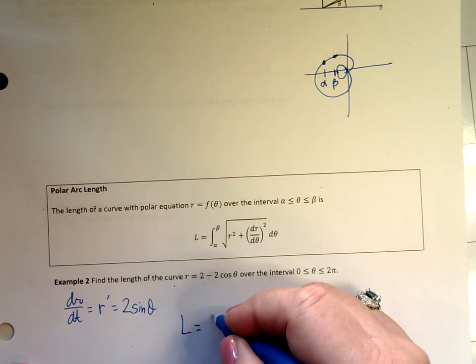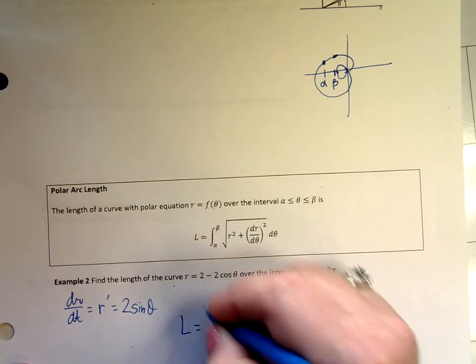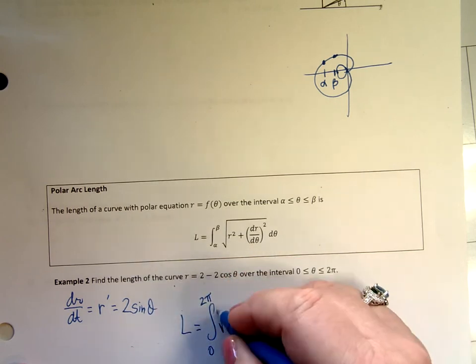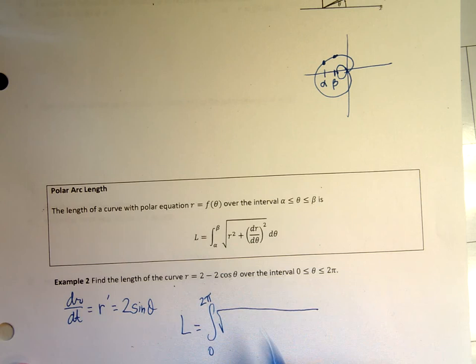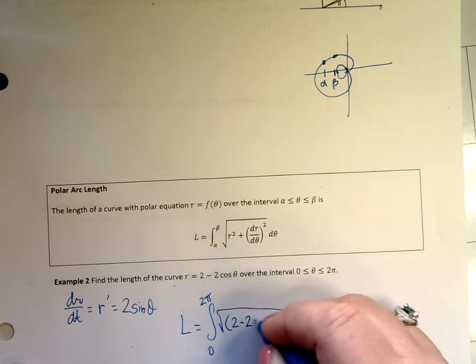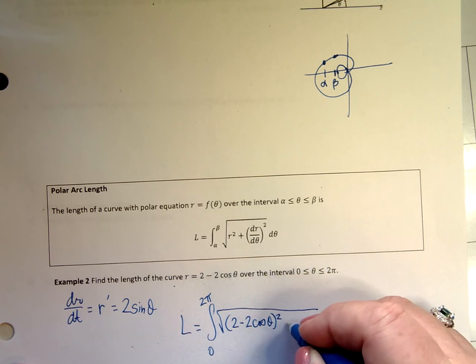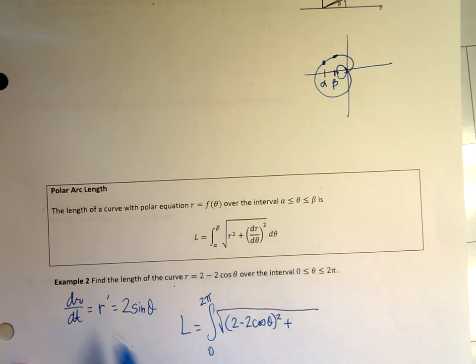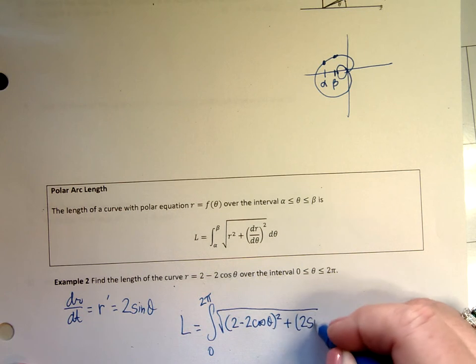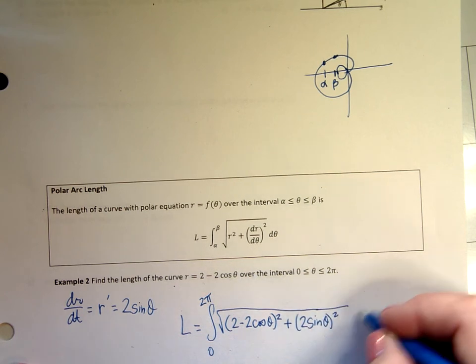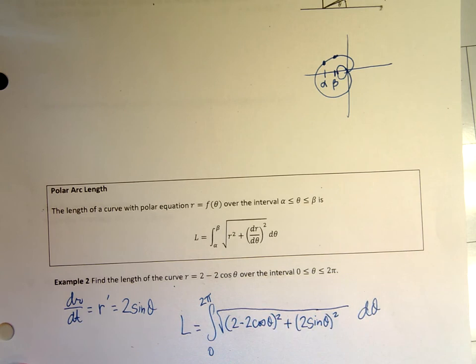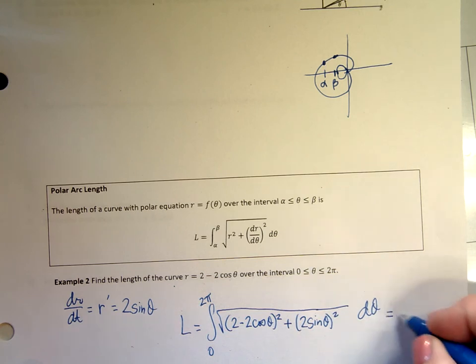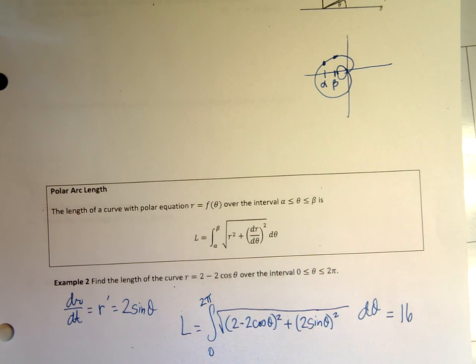Then you can put the length together. The length is the integral from 0 to 2 pi, alpha and beta, of the square root of r squared, which is 2 minus 2 cosine of theta squared, plus the derivative of r squared, 2 sine of theta squared, and then d theta, but d theta is not part of your square root, so make sure you're not putting it under that root sign. Go to your calculator, put that in, and you get an answer of 16. That's the length of that curve between 0 and 2 pi.